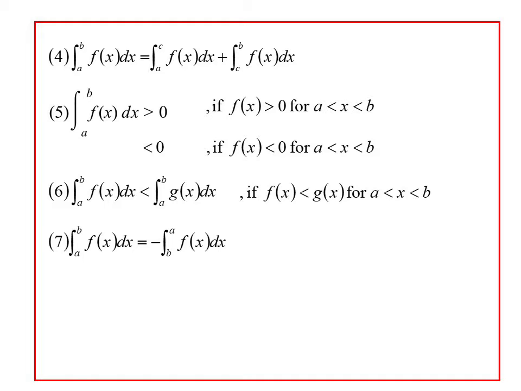So if I make it the bottom one minus the top one, then I'm going to get the negative of the answer. So I need the negative sign out the front to balance it out. So you can swap them, but if you swap them, you change the sign.